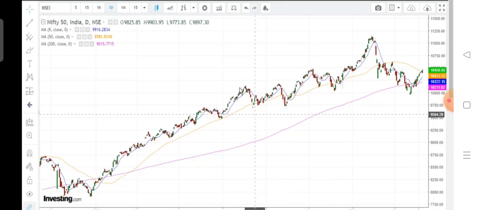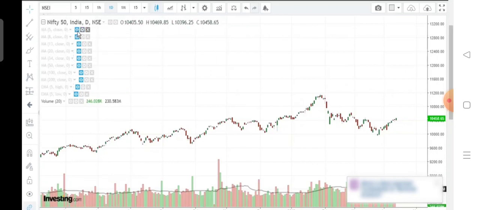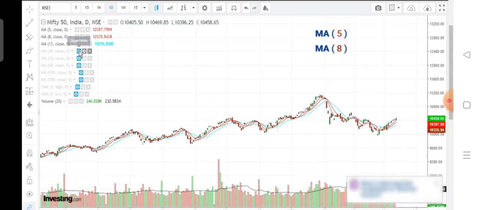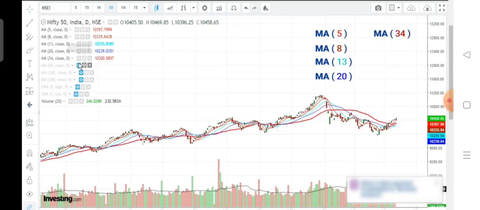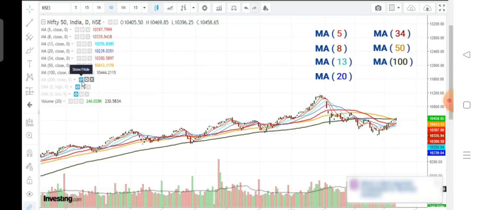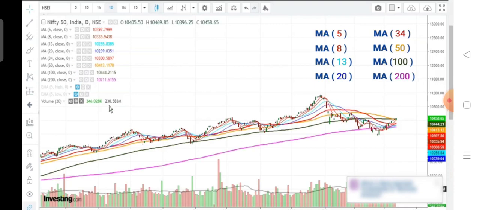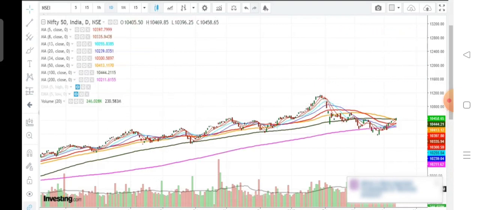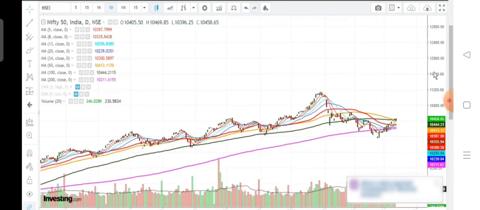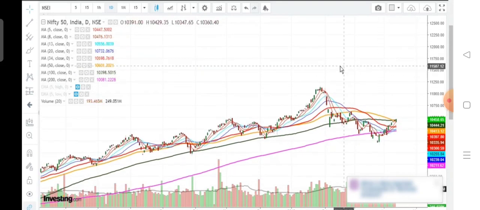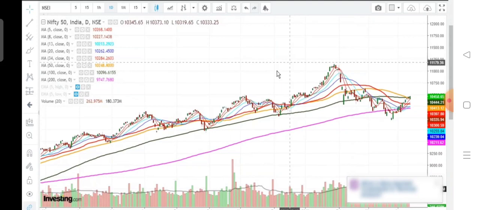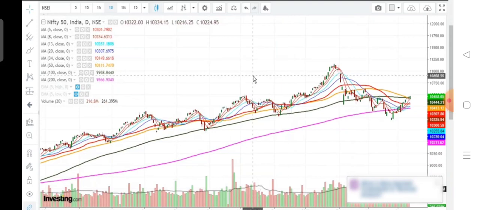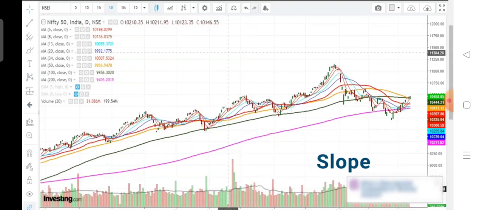Now let us look at the moving averages that we talked about, plotted in the chart. Here we have plotted the 5, 8, 13, 20, 34, 50 period, 100 period, and 200 period moving averages. We will come back to this chart later, but for now let us focus on a few aspects of the moving average that are useful in trading. The most important point is the slope.